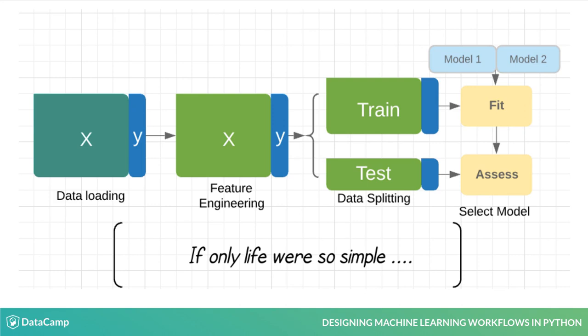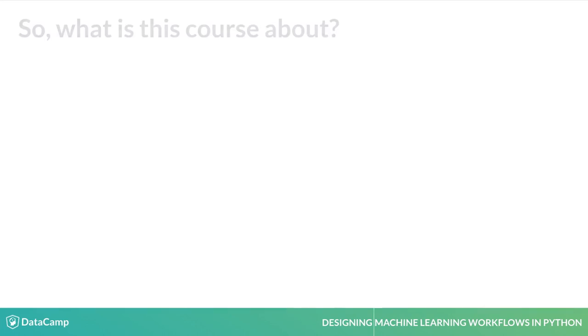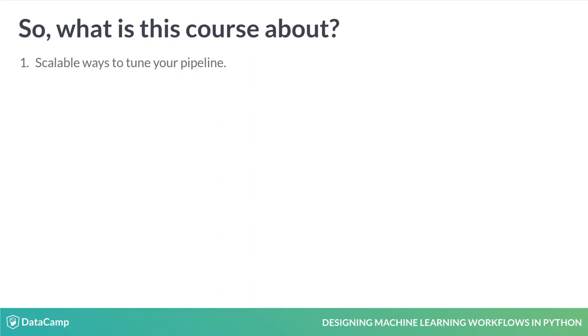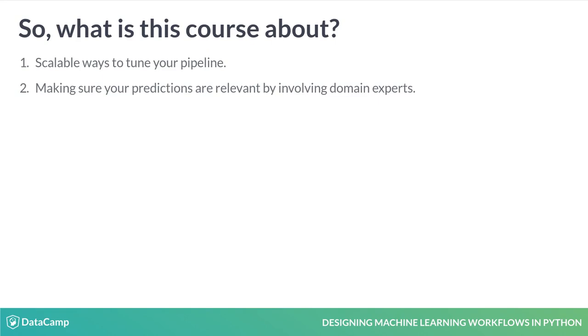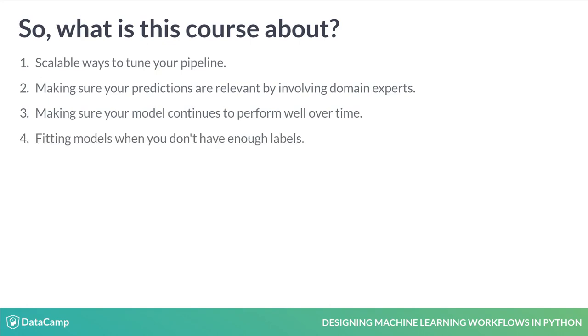Unfortunately, real life is more complex, so we built this course to prepare you for it. We will focus on giving you 4 superpowers. First, how to tune your pipeline. Second, how to best incorporate domain expertise to ensure impact. Third, how to maintain good performance over time. And fourth, how to deal with few or low quality labels. These skills combined will make sure you stand out from the crowd.